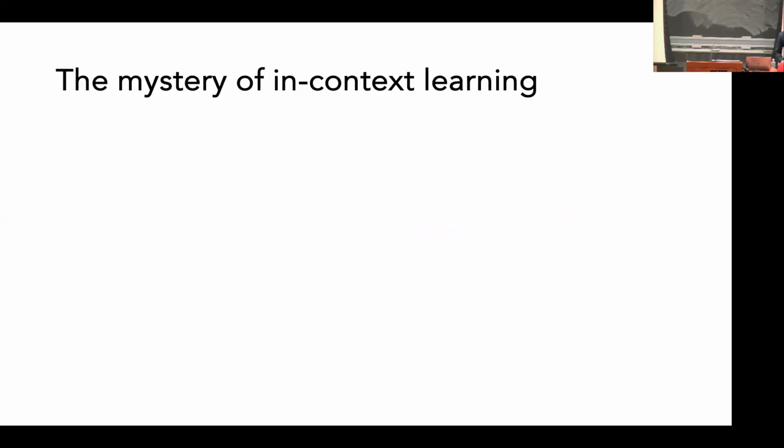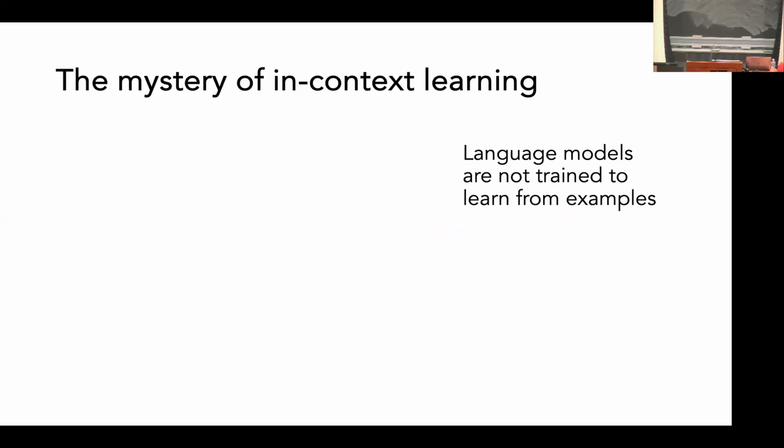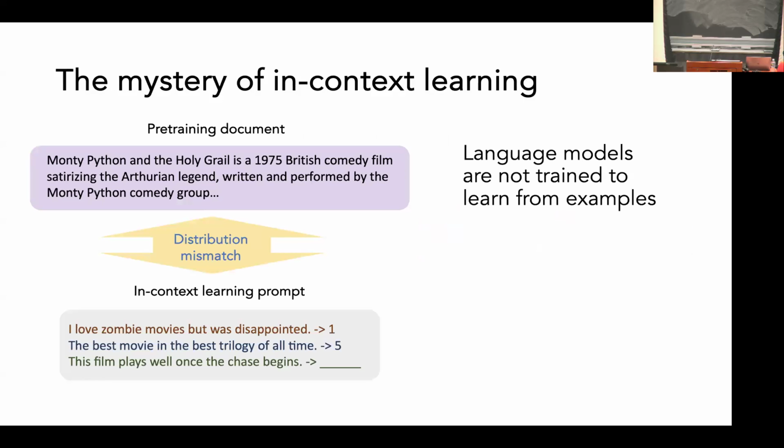So the mystery of in-context learning really is that language models are not explicitly trained to learn from examples. What I mean by this is that there's a distribution mismatch between the pre-training documents and the in-context learning prompts. The prompts are typically narrower. They're about a particular task. They have a certain format, and they concatenate together independent sequences.